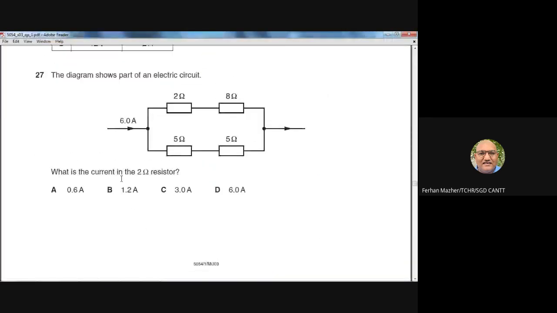Okay, question number 27. The diagram shows part of an electric circuit. What is the current in the 2 ohm resistor? Okay. So I can find out the total resistance here, and then we'll see how the current is. Let me do it on the paint.